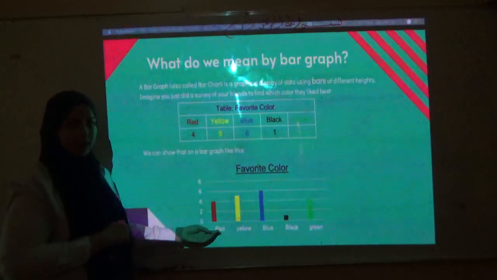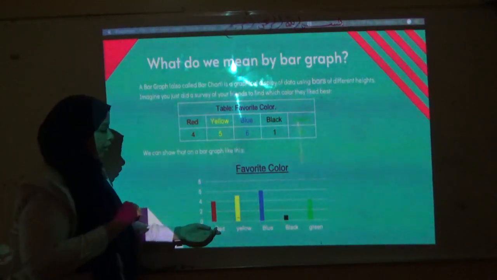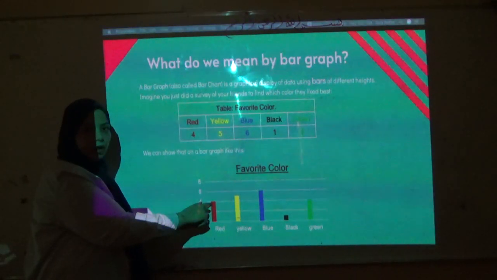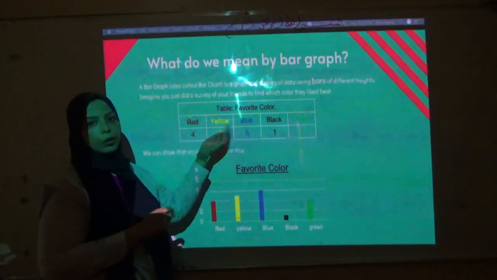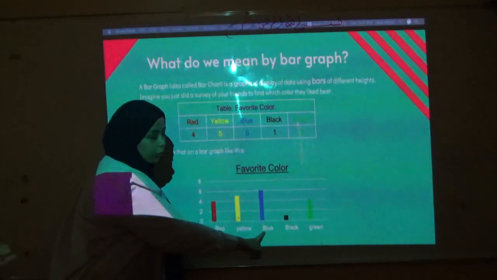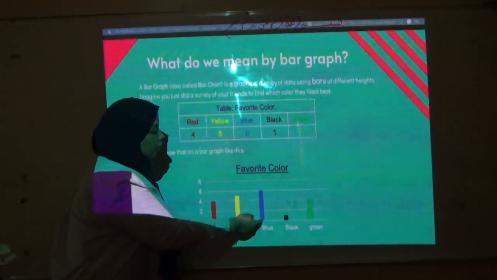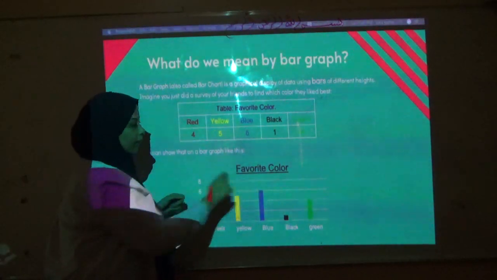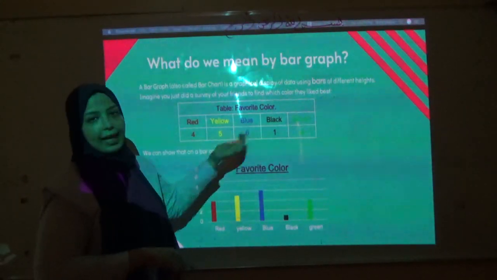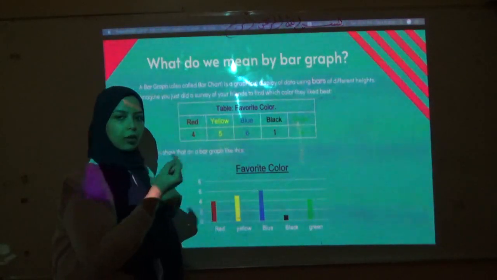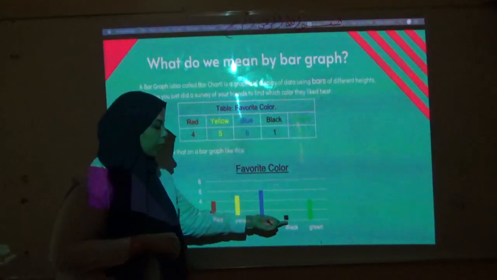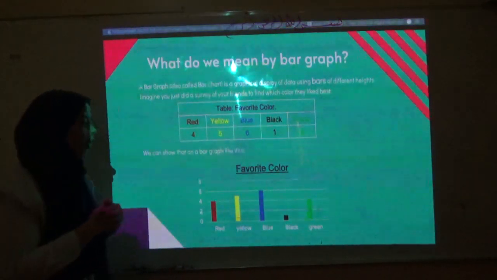Here the red, I know I have 4 friends who like red, so I will see the bar starts from 0 up to 4. Another example is blue. I know that I have 6 friends who love the color blue. So here I will go to the blue. I will start from 0 and I will go up to number 6. And that's how we represent the data. For the last one here, the black, I have only 1 friend who loves black, so I have this tiny bar here, which represents 1 person who loves black.